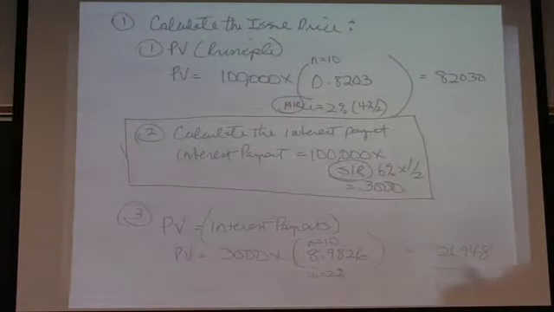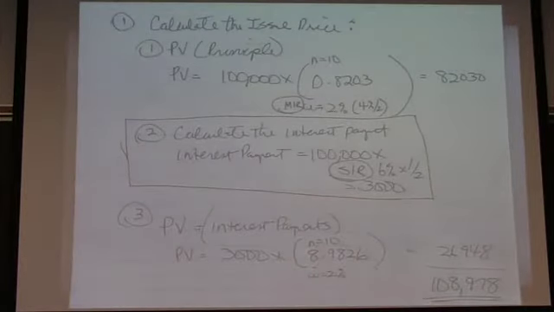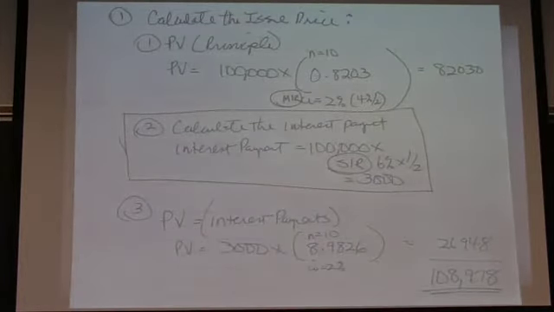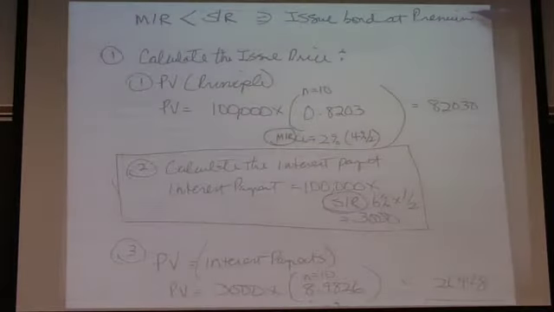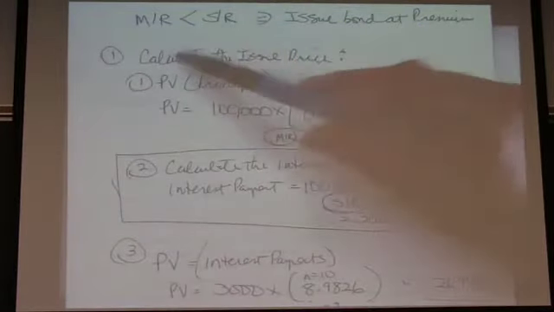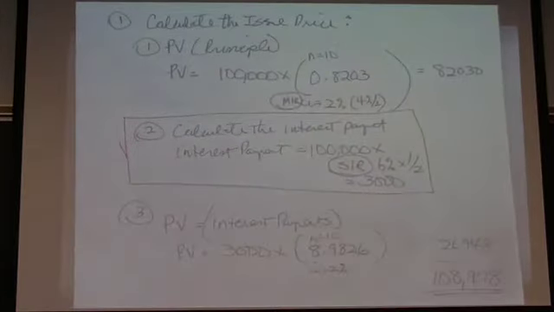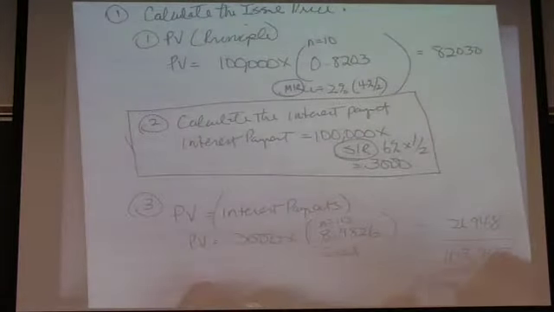And the sum of that, and you would expect this, is 108,978, which is higher than the 100,000. You would expect that because you're going to issue at a premium. We know that because the market rate is way less than the stated rate. And the amount of the premium is the amount the issue price is greater than the face value. So the premium is going to be the 8,978.